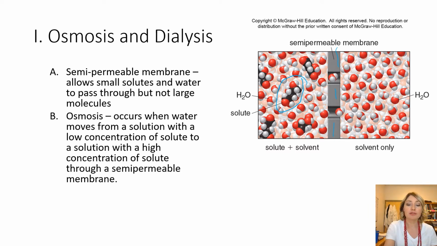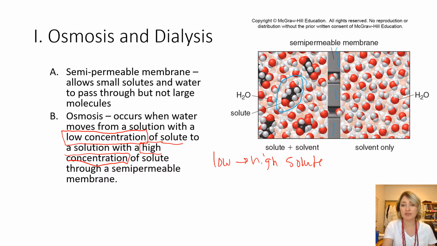When we talk about osmosis, we're talking about the flow or the movement of water. So water is going to move from a side of a semi-permeable membrane with a low concentration of solute. That's an important word, low concentration of solute, to the side of the semi-permeable membrane that has a high concentration of a solute. So the movement here is from low to high solute.